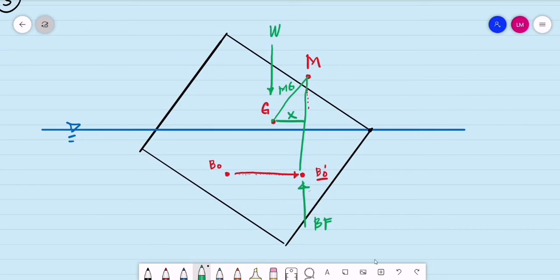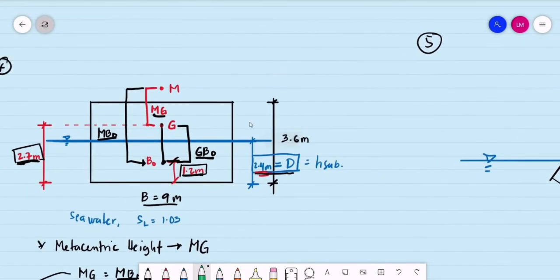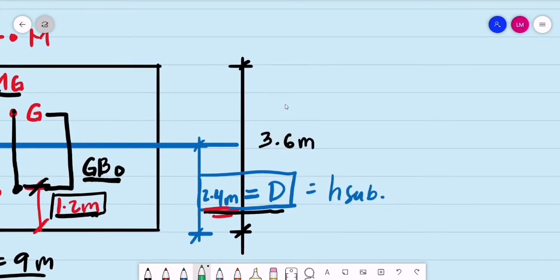So, kapag nag-rotate siya, basically, ang mangyayari is kailangan lang natin kunin yung rotation. Okay, meron tayong free space kanina. Ano ba yung free space sa ibabaw ng tubig? Di ba nakalubog siya ng 2.4 meters? So, ibig sabihin, if the total height of the scow is 3.6, may remaining dito na 1.2 meters.